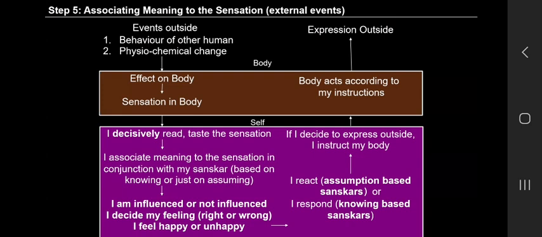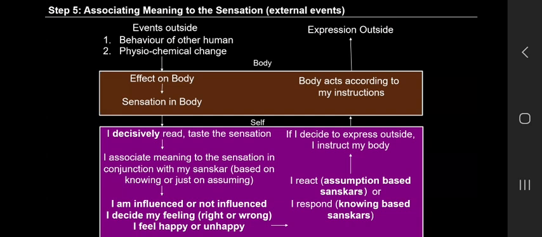That person had spoken only words. Now whether these words are good or bad is up to my sanskar. In my environment, if those words are considered bad, I conclude that this person is disrespecting me. Once I conclude this, I am affected because I have associated a feeling of disrespect. Now I am feeling disrespected. Now I am feeling hurt.